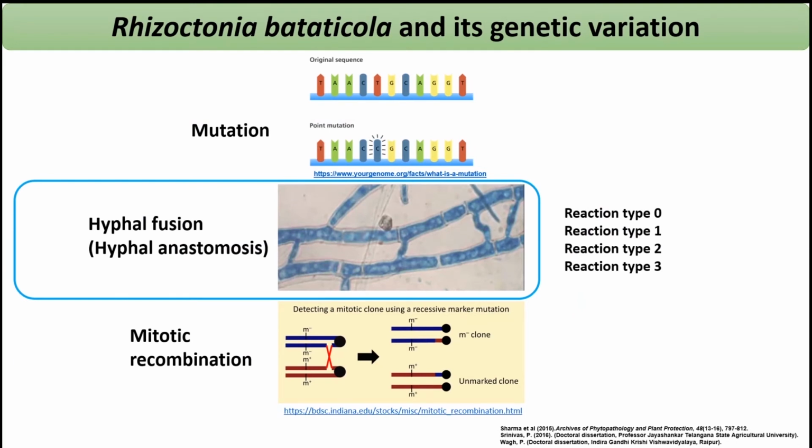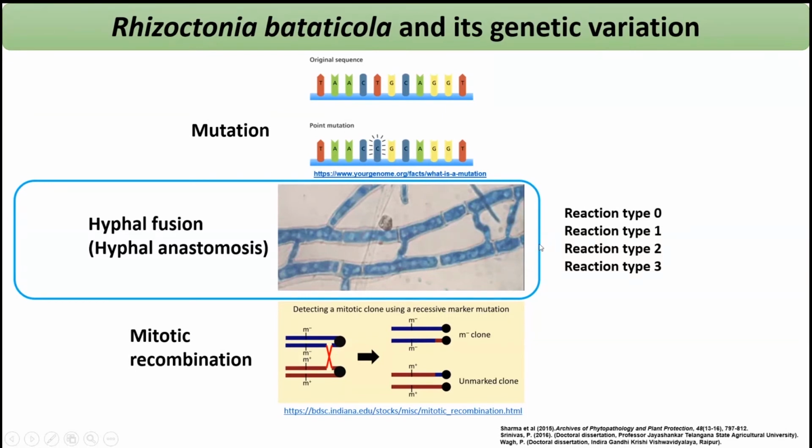Rhizoctonia bradicola and its genetic variation. The genetic variation is usually brought about during reproduction. In the case of this fungus, it is brought about in three ways: one is mutation, another is hyphal fusion, and another is mitotic recombination. In this fungus, the predominant way of getting genetic variation is hyphal fusion, otherwise called hyphal anastomosis.